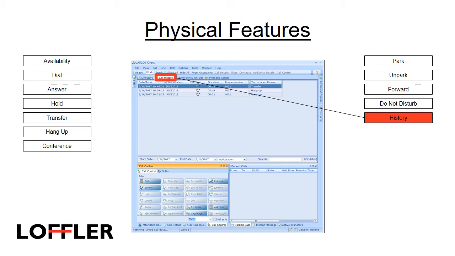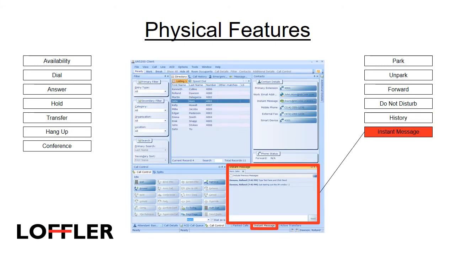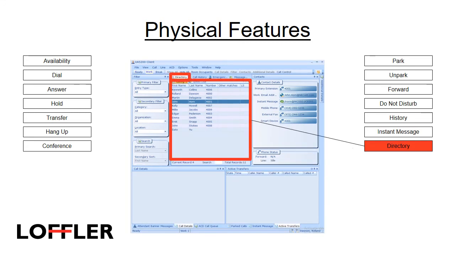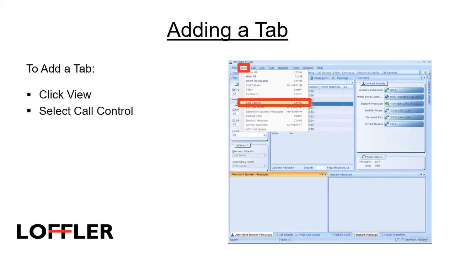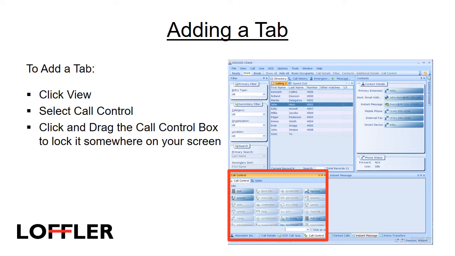To check your call history, click on the Call History tab. To see instant messages, click on the Instant Message tab. Click on the Directory tab to see your company directory. The toolbar allows you to change options and preferences for your client. To add a tab to your screen, as I'm going to do with Call Control, click View and select Call Control. Click and drag the Call Control box to lock it somewhere on your screen.